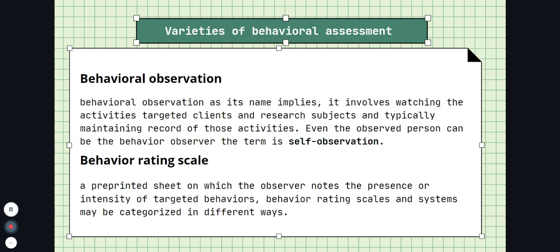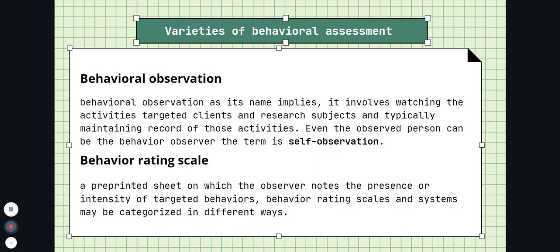Behavioral observation, as its name implies, involves watching the activities of targeted clients and research subjects and typically maintaining a record of those activities. Say, for example, a child psychologist observes a client in a playroom through a one-way mirror, or a family therapist views a videotape of a troubled family attempting to resolve a conflict, or a school psychologist observes a child interacting with peers in the school cafeteria. So it comes in many forms.